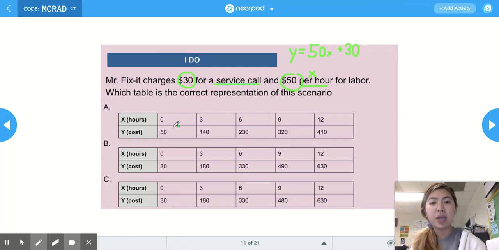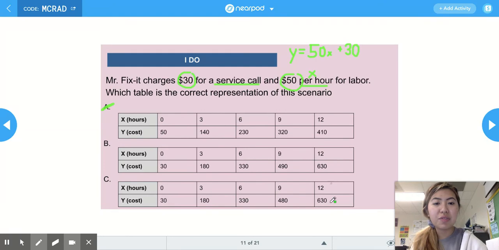And from here, I'm going to plug in 0, 3, 6, 9, 12 to figure out what the y value should be. So 50 times 0 is 0, plus 30 is 30. So the first y value should be 30, so it's not going to be A. Then we have 50 times 3 is 150, plus 30 is 180. Okay, so both B and C have that value. Then when x is 6, 50 times 6 is 300. 300 plus 30 is 330. Both of them have 330.